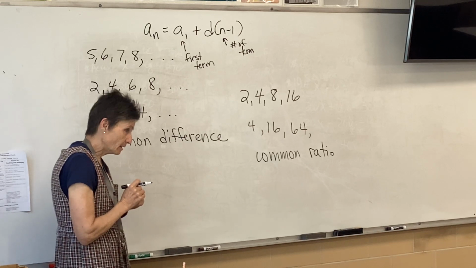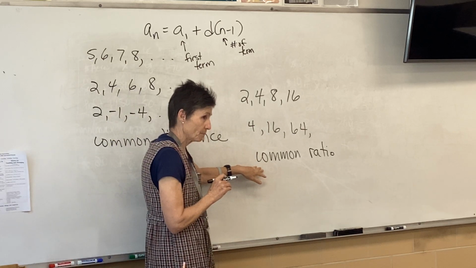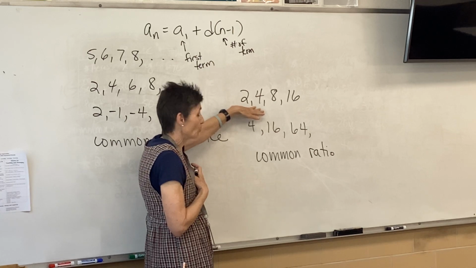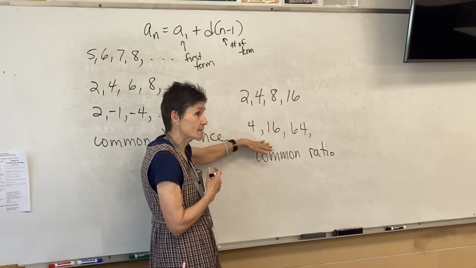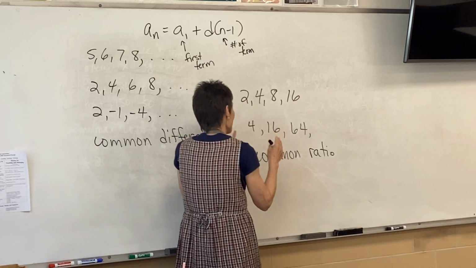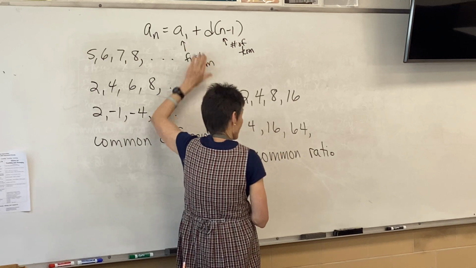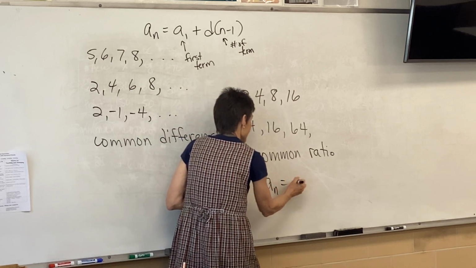And the formula, this is the number you multiply by. So, my common ratio was 2, and Grant's common ratio is 4. The formula for a geometric sequence, remember, this is the formula for arithmetic. If you have a geometric sequence, your formula is this.